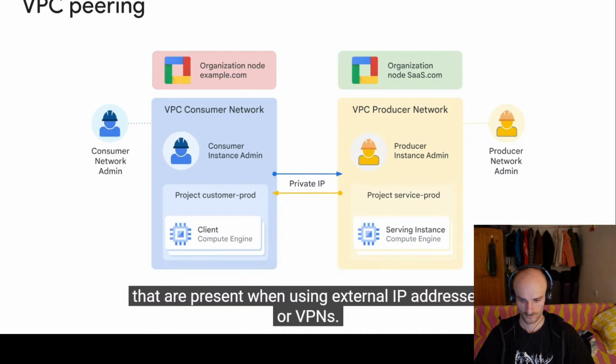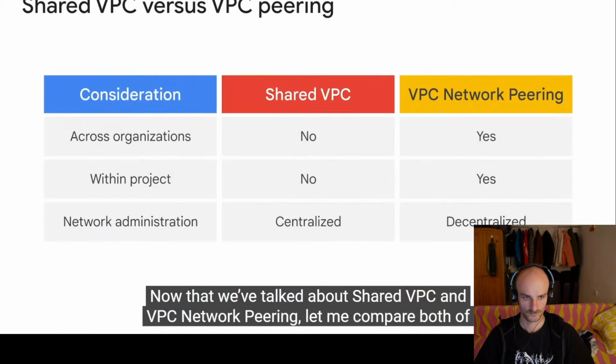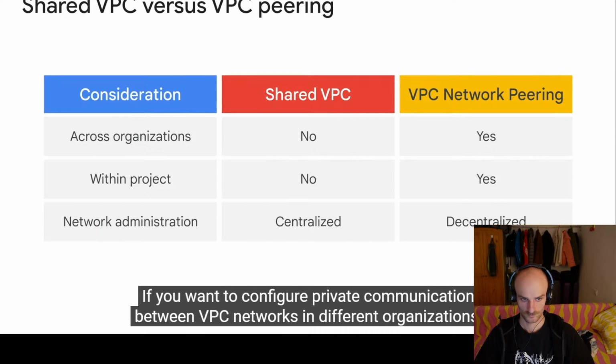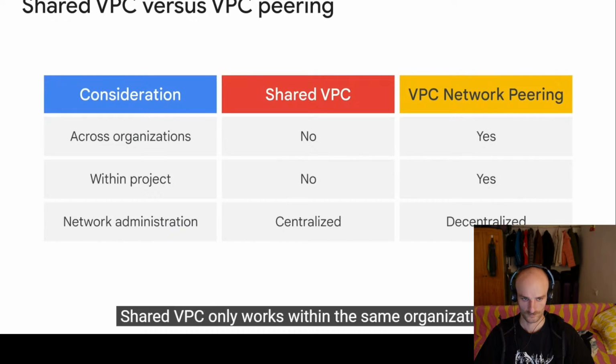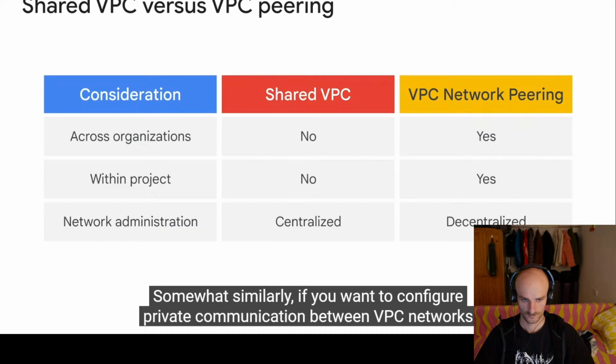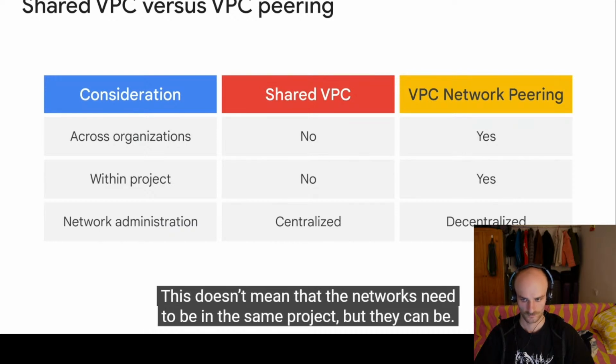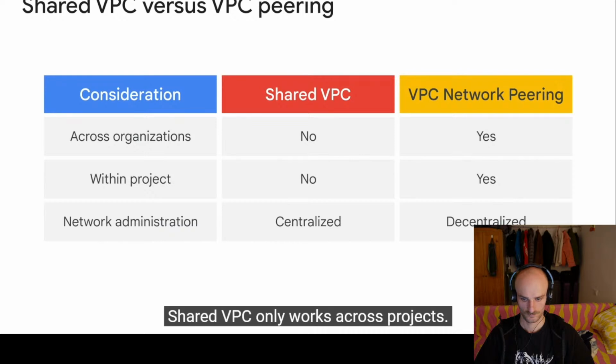Now that we've talked about shared VPC and VPC network peering, let me compare both of these configurations to help you decide which is appropriate for a given situation. If you want to configure private communication between VPC networks in different organizations, you have to use VPC network peering. Shared VPC only works within the same organization. Somewhat similarly, if you want to configure private communication between VPC networks in the same project, you have to use VPC network peering. This doesn't mean that the networks need to be in the same project, but they can be. Shared VPC only works across projects.